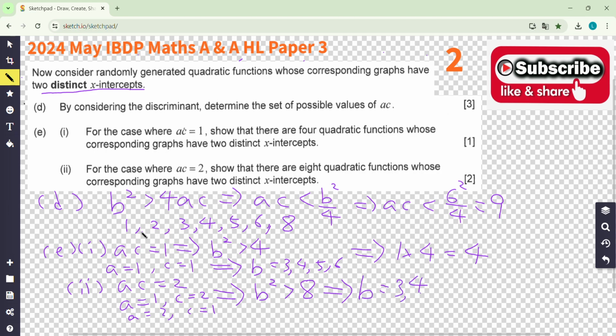It guides you for the next part, okay? So it's 2 cases for AC, 4 cases for B. So 2 times 4 is 8. So we got 4 cases here, 8 cases here for AC equal 1 and 2.